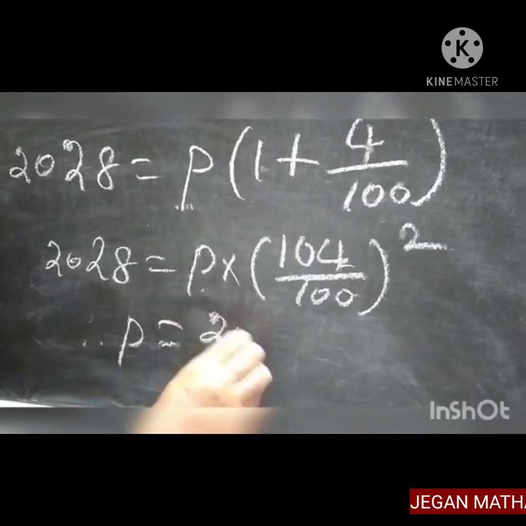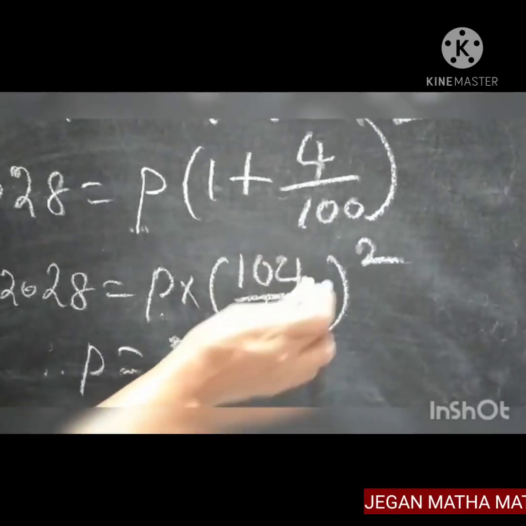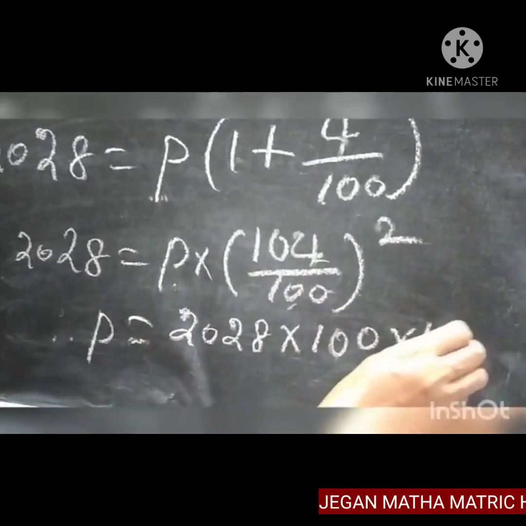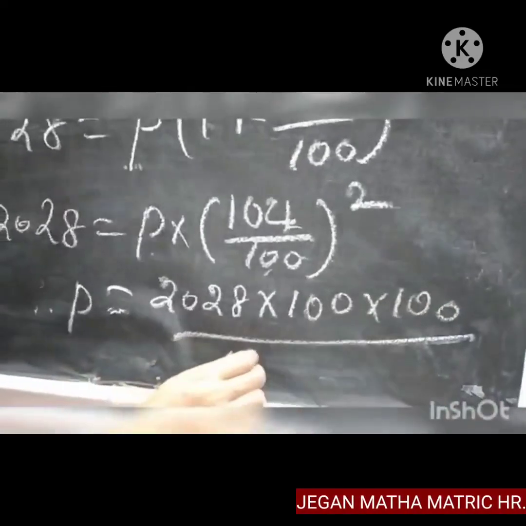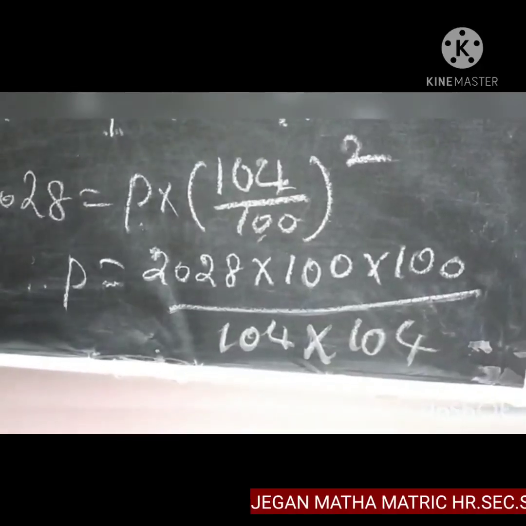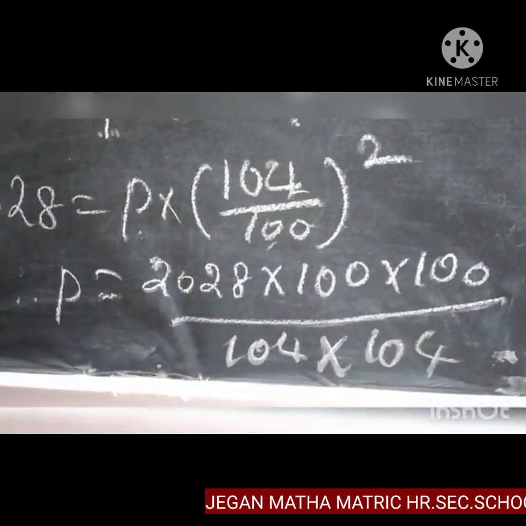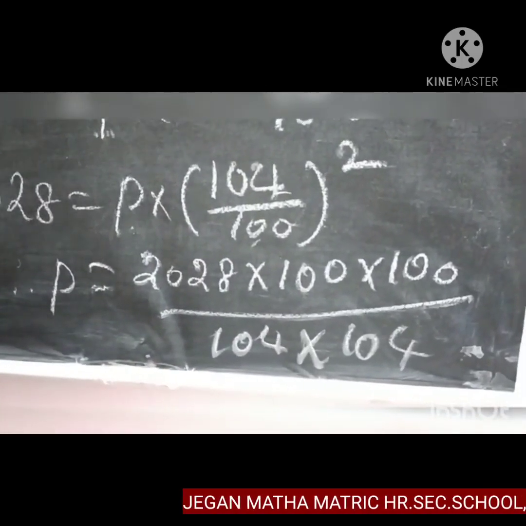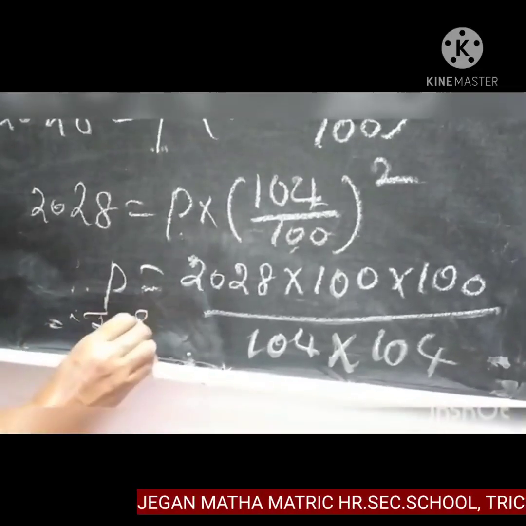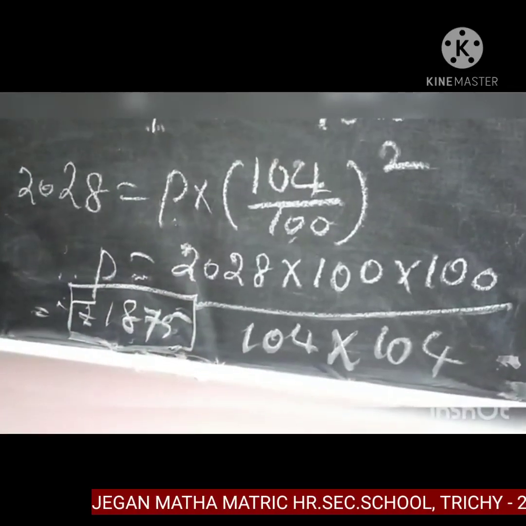2028 into, this is 104 by 100 the whole square, so 2 times 100 into 100 divided by 104 multiplied by 104. So now you can do the cancelling. After the cancelling you will get the final answer, rupees 1875. This is the principal amount.